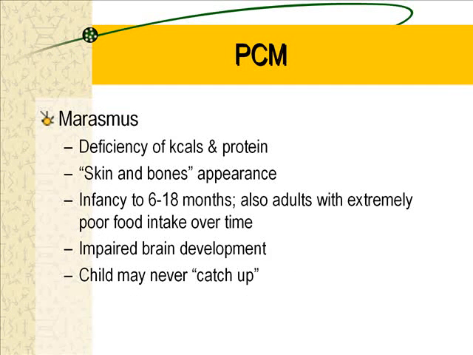Marasmus, on the other hand, is when both calories and protein are not available. It would be more of a skin and bones appearance that the child or the person might have if they're suffering from this type of PCM.